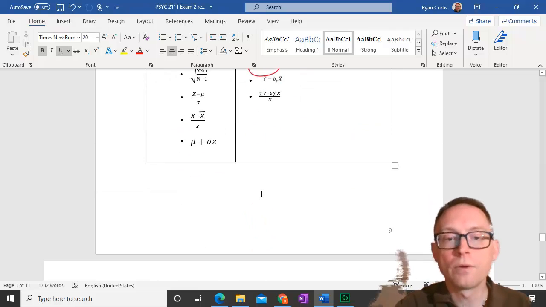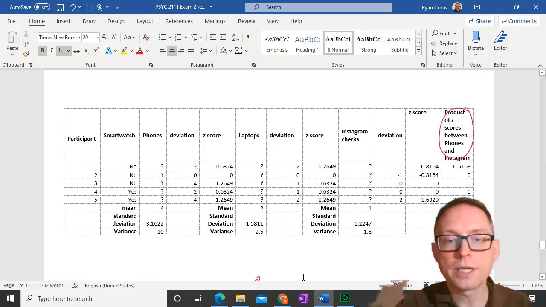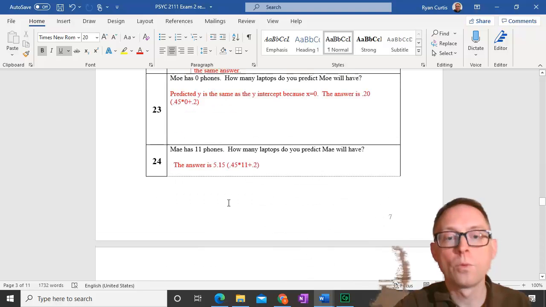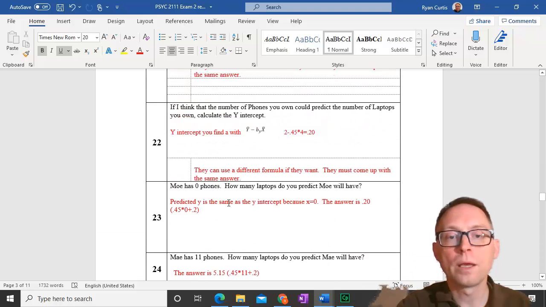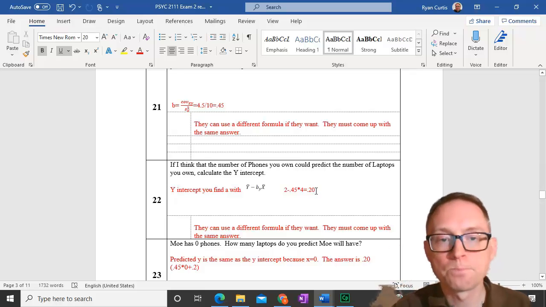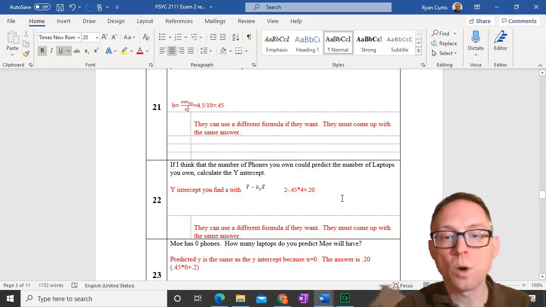We look at these data down here. Here's what we get. The mean of Y is laptops, so 2 is the mean of Y, minus the slope, 0.45, times the mean of X, which is 4. When we do that, we get 2 minus 0.45 times 4. That is 0.20. That is the Y-intercept. That's how many laptops I assume you'd own if you own 0 phones.